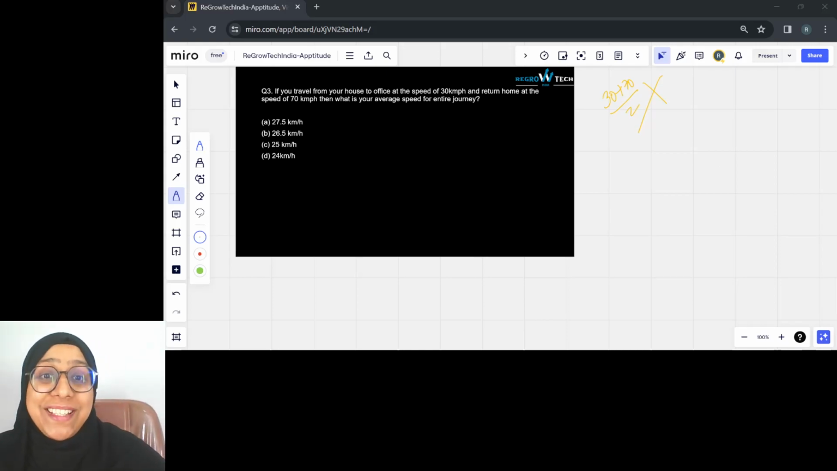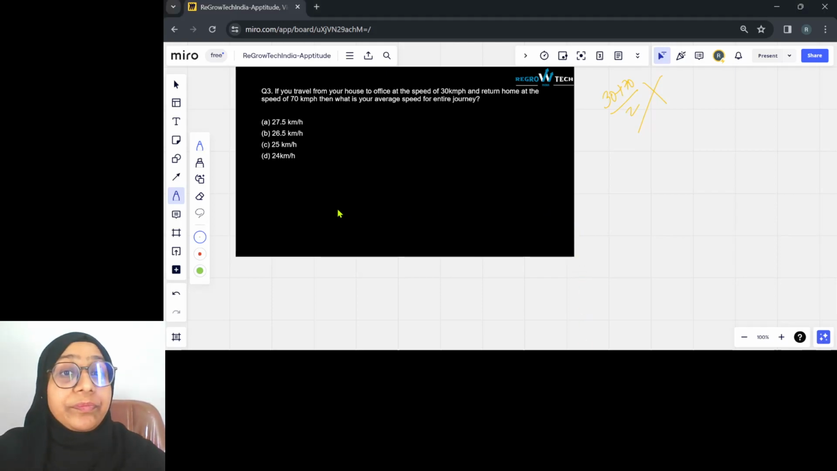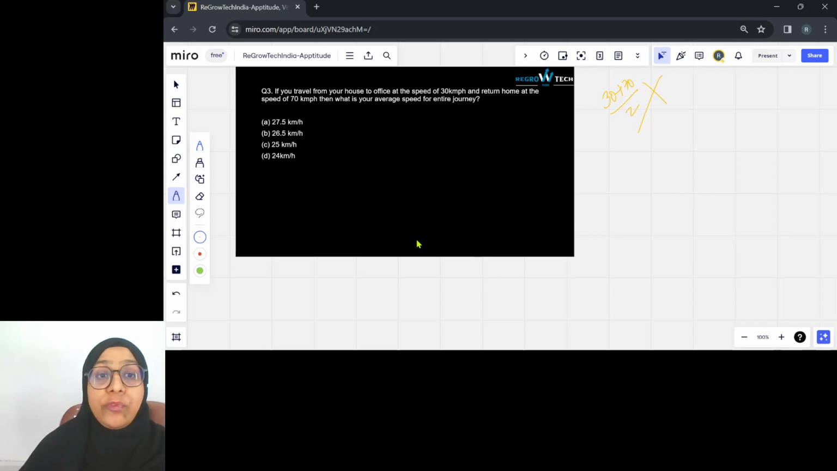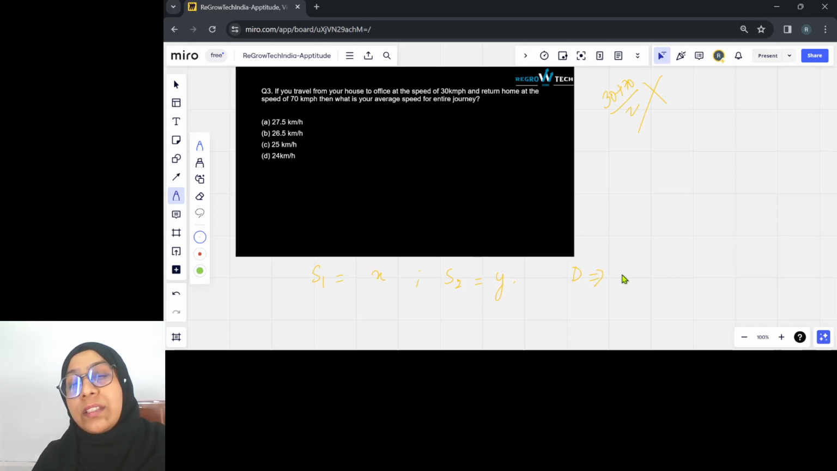So basically, there is a formula when there are two speeds given, the distance is constant, and you have to calculate the average speed. Let me first explain the formula, and then we'll apply it and solve the question. Let's get going. For instance, let us say that speed 1 is x, speed 2 is y, and the distance is d.